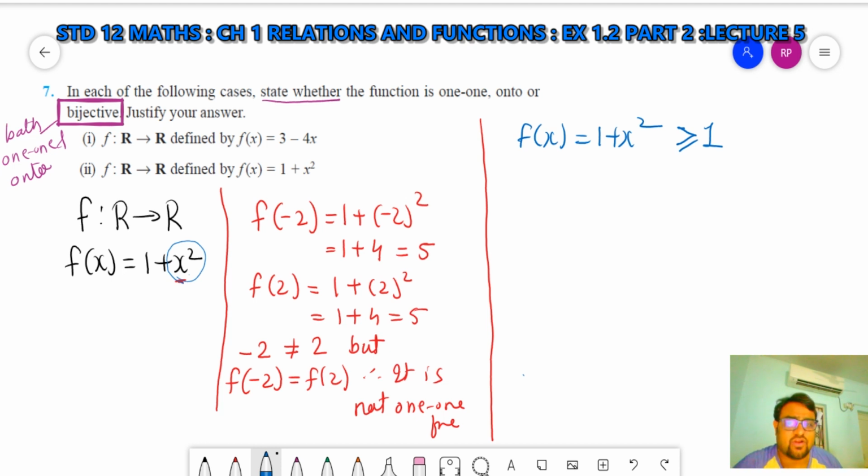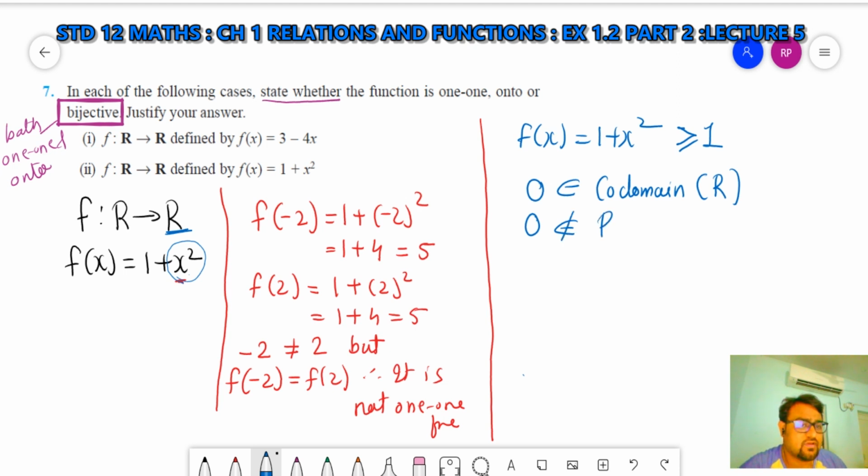But see, what is our codomain? Our codomain is R, which includes 0, meaning 0 belongs to the codomain. But 0 does not belong to the range, right? So here the range is not equal to the codomain.